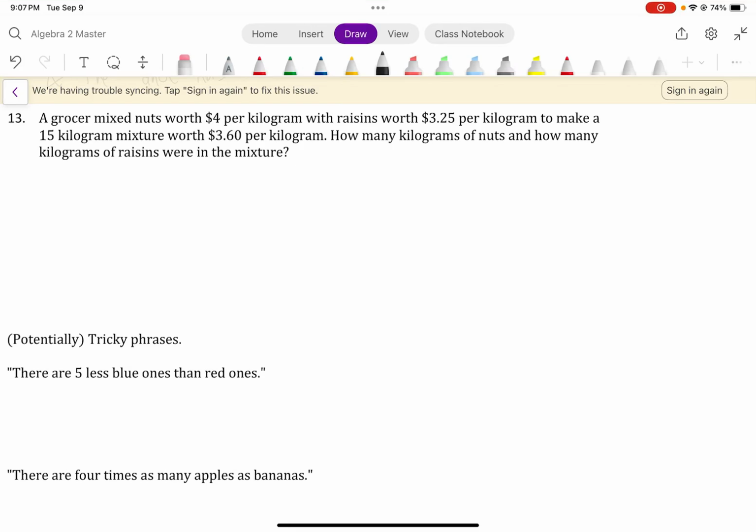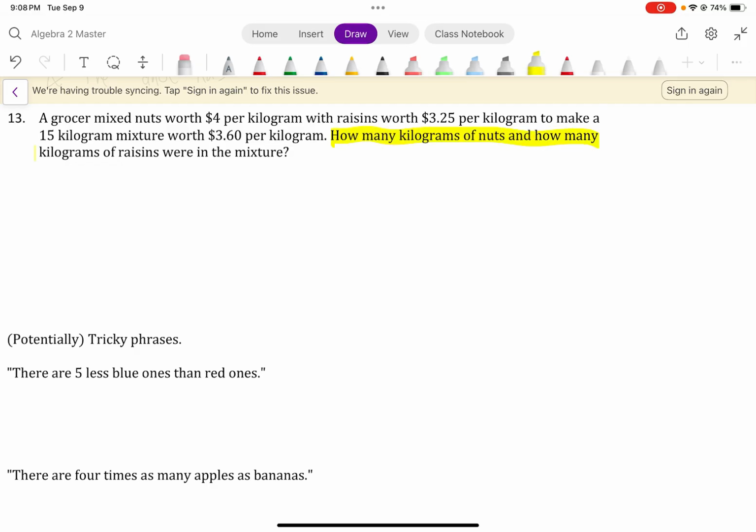In this video, we're going to go through one more word problem and then a couple of phrases that trip people up. So the word problem, number 13, we have a grocer that has mixed nuts worth $4. That's a terribly worded sentence. A grocer has mixed nuts worth $4 per kilogram with raisins worth $3.25 per kilogram to make a 15-kilogram mixture worth $3.60 per kilogram. How many kilograms of nuts and how many kilograms of raisins were in the mixture?